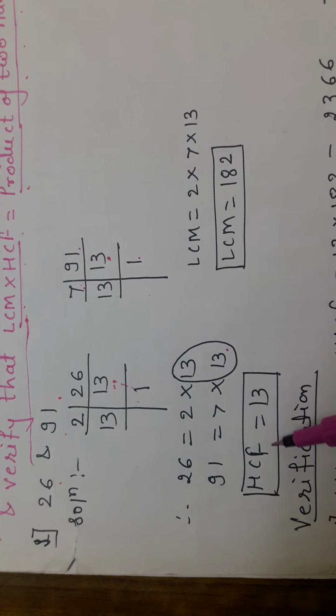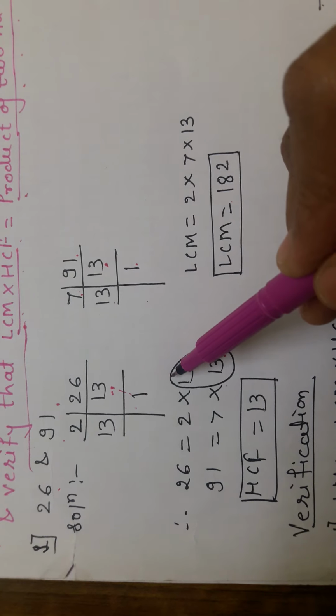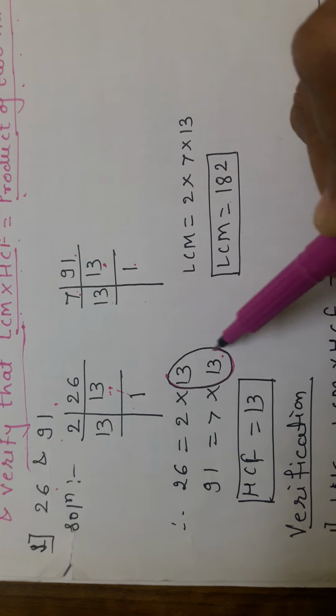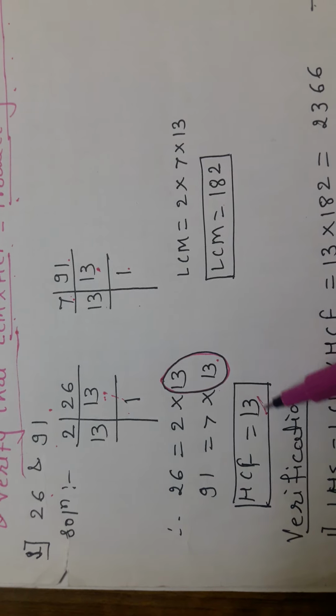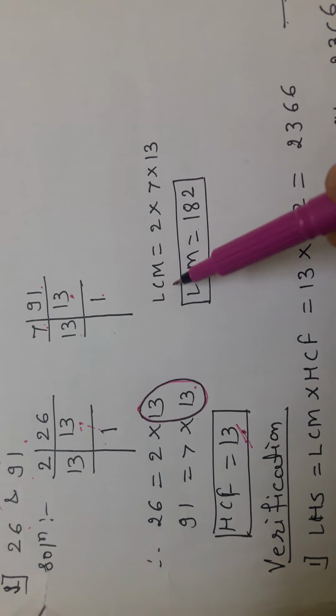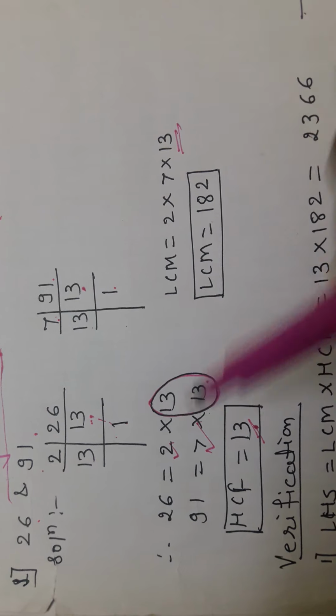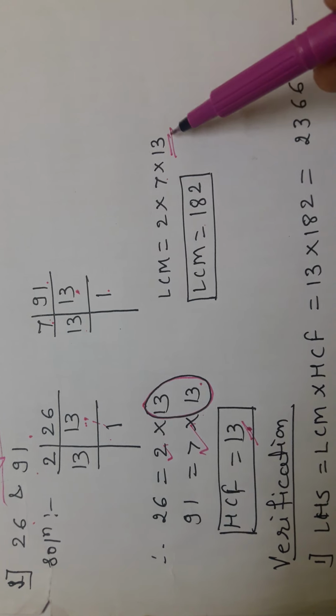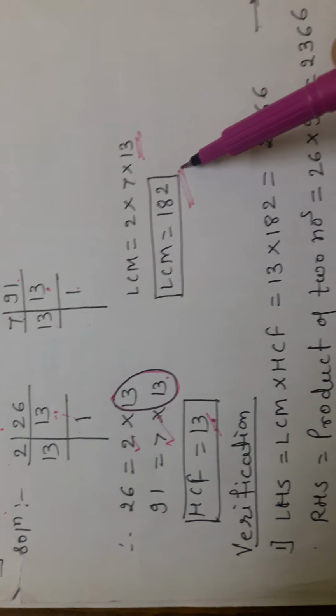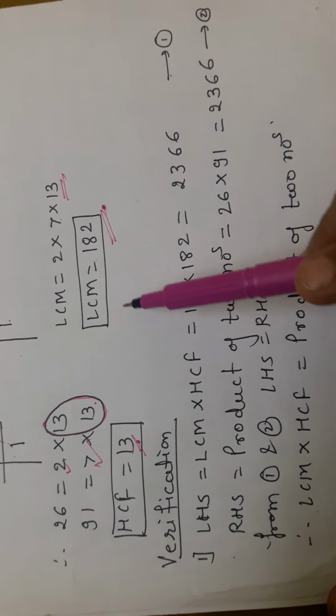We have to find the HCF and the LCM. HCF means the number which is common. So 13 is common, that's why the HCF is 13. LCM means the common numbers with the remaining numbers. So 2 into 7 into 13, which is nothing but 182. So we have found the HCF and LCM.